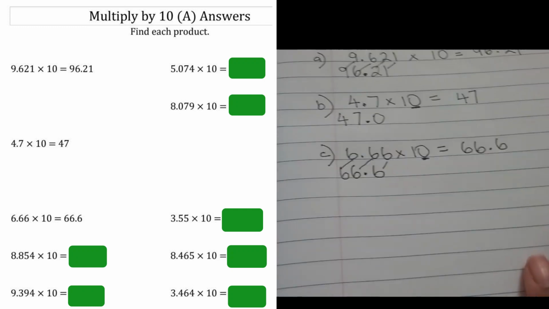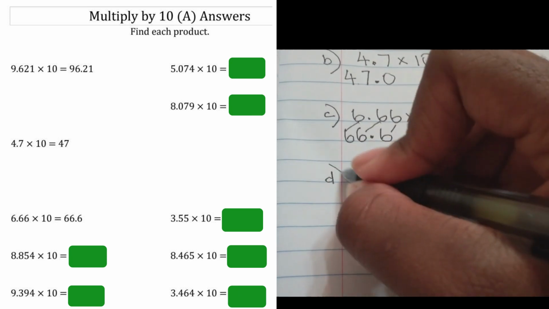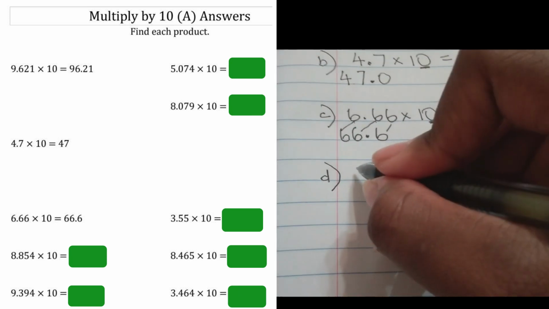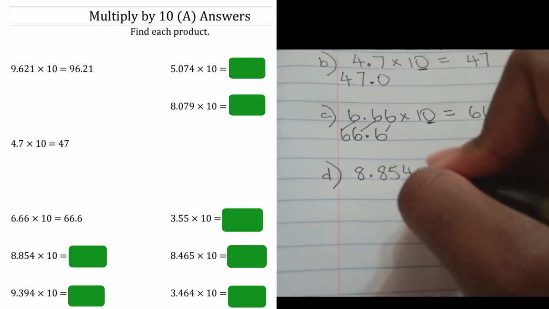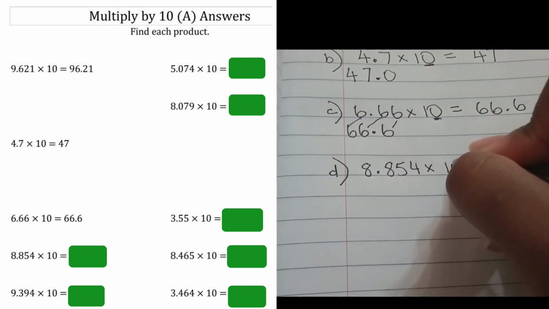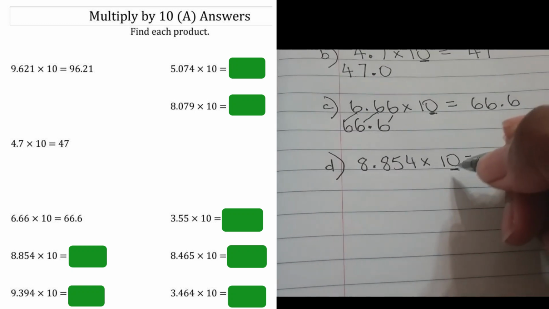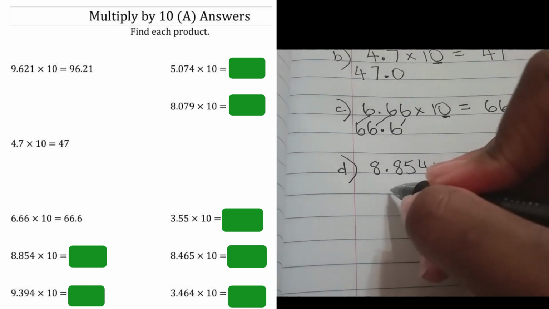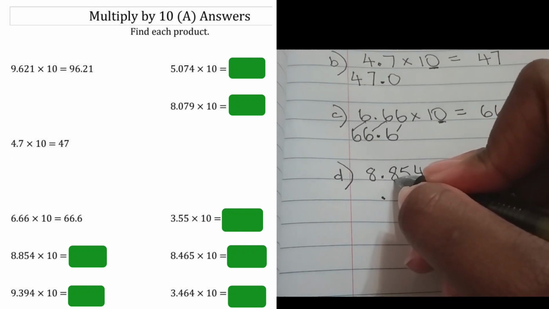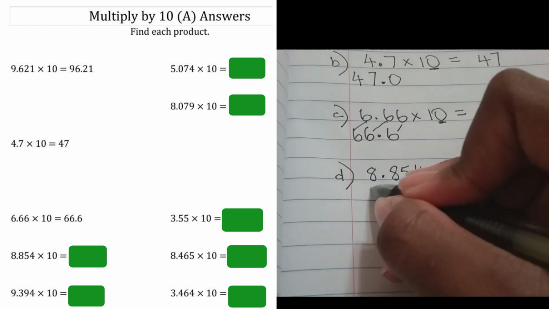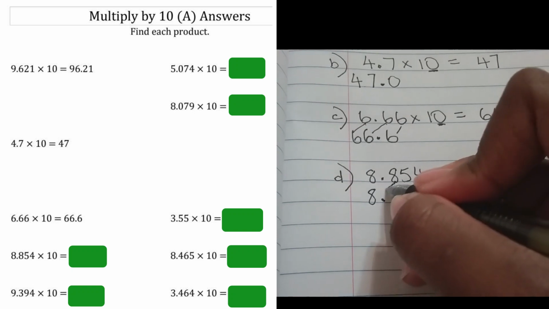I'm going to do one more with you, and then you're going to do the rest on your own. So this is D, 8.854 times 10. So we're moving everything one place because of that one placeholder. My decimal point goes back. This 8 that was once behind the decimal point is now in front of it, and everything else stays the same. So this moved here.